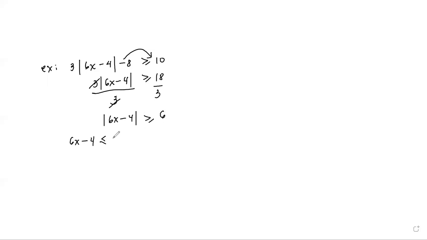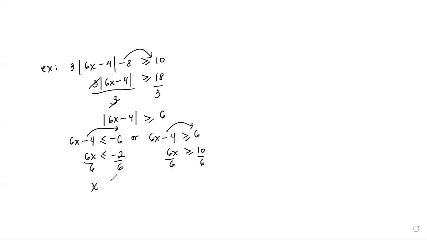So using the formula for case number 2, we have 6x − 4 should be less than or equal to the negative of this number. And then the second one will be 6x − 4 is greater than or equal to positive 6. So transposing negative 4, we get 6x is less than or equal to negative 2 for the first inequality. And for the second inequality, we have 6x is greater than or equal to 10. Now dividing both sides by 6 for both inequalities, we get x is less than or equal to negative 2 divided by 6, which is negative 1/3. And for the second inequality, x is greater than or equal to 10 over 6, which is positive 5 over 3.